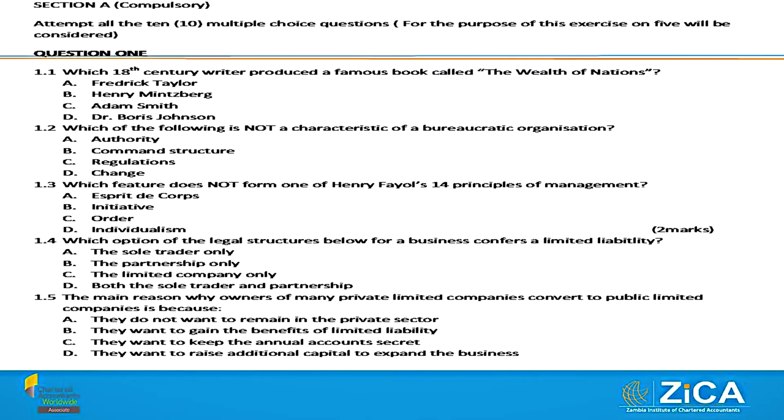Number 2, the answer cannot be A, as Frederick Taylor did not live in the 18th century and is very famous for having produced the 14 administrative principles. So A is out. 3, we know that Henry Mintzberg is still alive in the 21st century and is famous for the managerial roles, and therefore B is a wrong answer. Therefore, C is the correct answer, as Adam Smith lived in the 18th century and wrote this book in 1776.